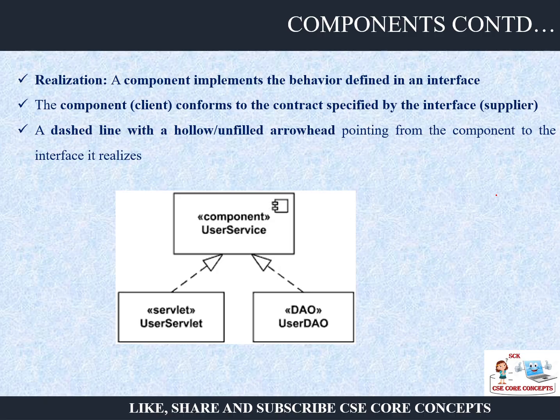Realization means what? That implements the behavior of one component, so the client conforms to the standard. So you can see user service, and either user DAO or user servlet class. This is for a Java example. Okay. So it is a dashed line with a hollow, that is unfilled, arrowhead, pointing to the component from where it is realizing. That is, it is defining. So the behavior of this class will go to these two subclasses also.